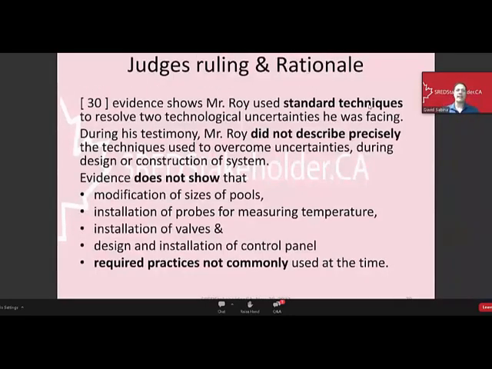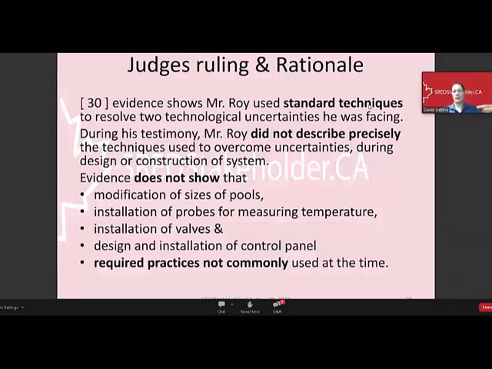So ultimately, based on the evidence provided by Mr. Roy, the judge felt that the techniques used were standard techniques for the construction industry, again, which Mr. Roy did not appear to have a background for, and that in his testimony, he wasn't able to describe precisely how the techniques to overcome the uncertainties represent a technological advancement.